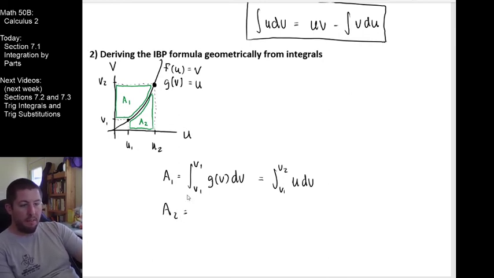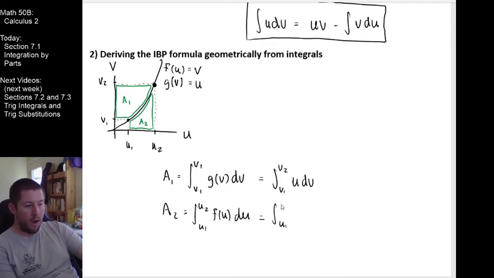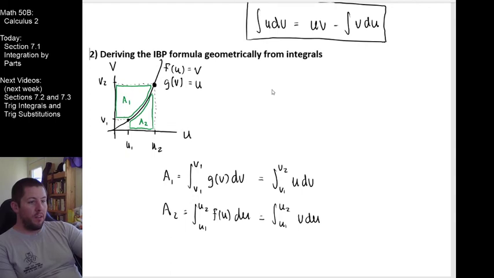Now, my area 2, very, very similarly, this is our little bit more traditional one here, u being our input variable. That seems like it's the integral of f of u from u1 to u2, which we can rewrite as u1 to u2 of v du. And here's the important thing that we want to really recognize right here. I'm going to kind of get rid of the extra parts in my drawing right there.